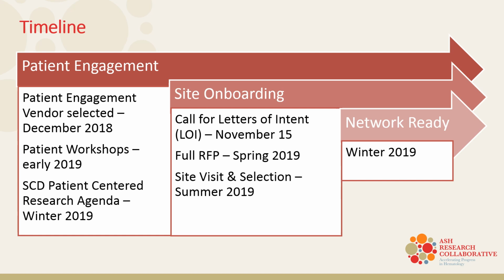So to recap, there's two main things going on right now, patient engagement. We will be engaging in workshops early in the spring of next year. The patient-centered research agenda will be coming out next winter. And then we have site onboarding going on, and sometime in the late spring or early summer, we'll be announcing the sites. And then I'm calling it, we'll have a network ready to actually do the first trial in the winter of 2019. So we're about a year away.